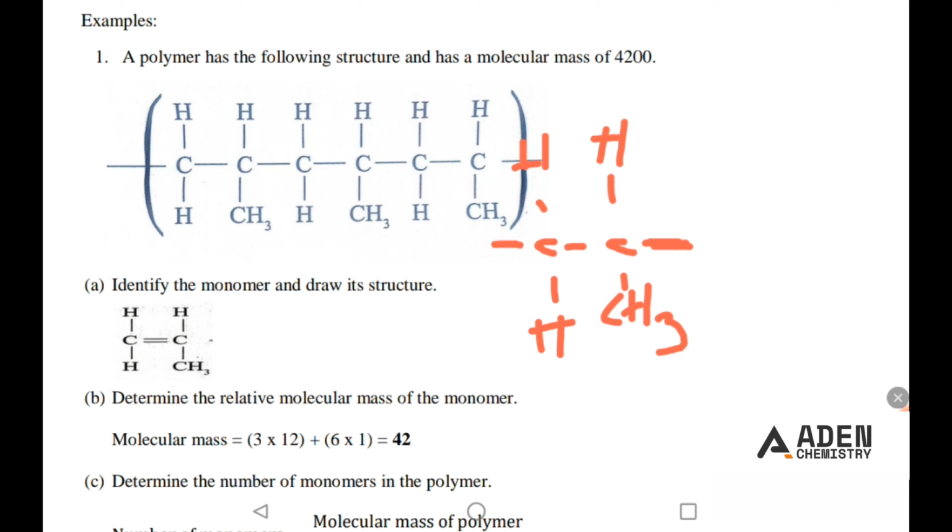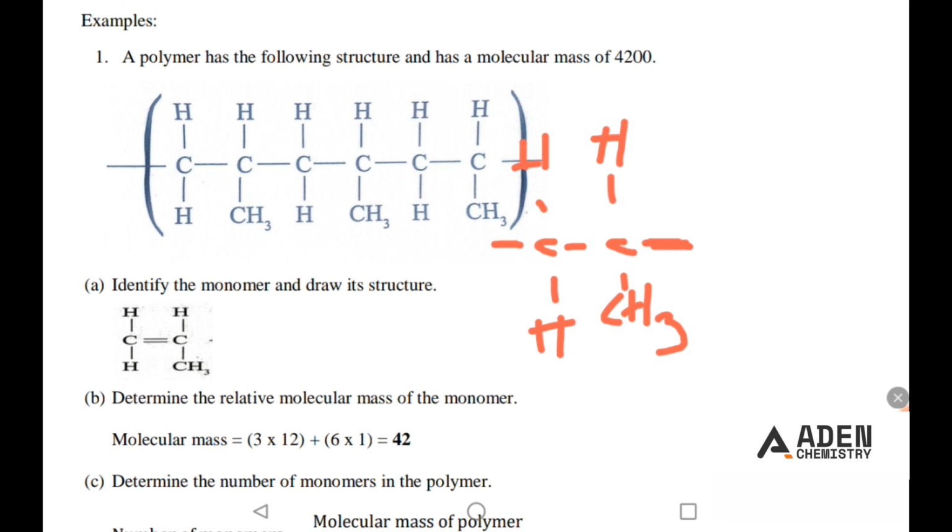Next, part B, determine the relative molecular mass of the monomer. We know how to get the relative molecular mass. First of all, I ask myself, how many carbon atoms do I have in that monomer? 1, 2, 3. So I say 3 times 12, because the relative atomic mass of carbon is 12, plus. Then I ask, how many hydrogen do I have in this monomer? I have 1, 2, 3 plus another 3. Those are 6. So I say 6 times 1, because the relative atomic mass of hydrogen is 1. If I put all this in the calculator, I get 42.